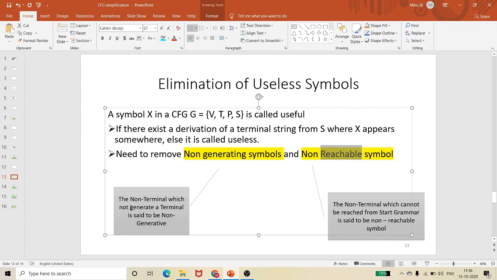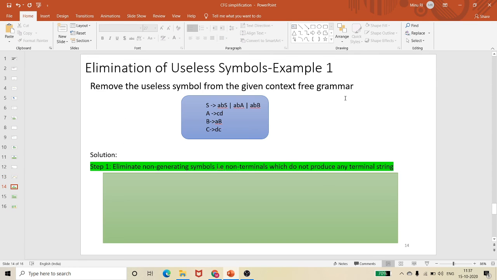So, the non-terminal which does not generate a terminal is said to be non-generative, and a non-terminal which cannot be reached from the start symbol is said to be a non-reachable symbol. For a given grammar you need to identify these and remove them, and you will get your final grammar after the elimination.